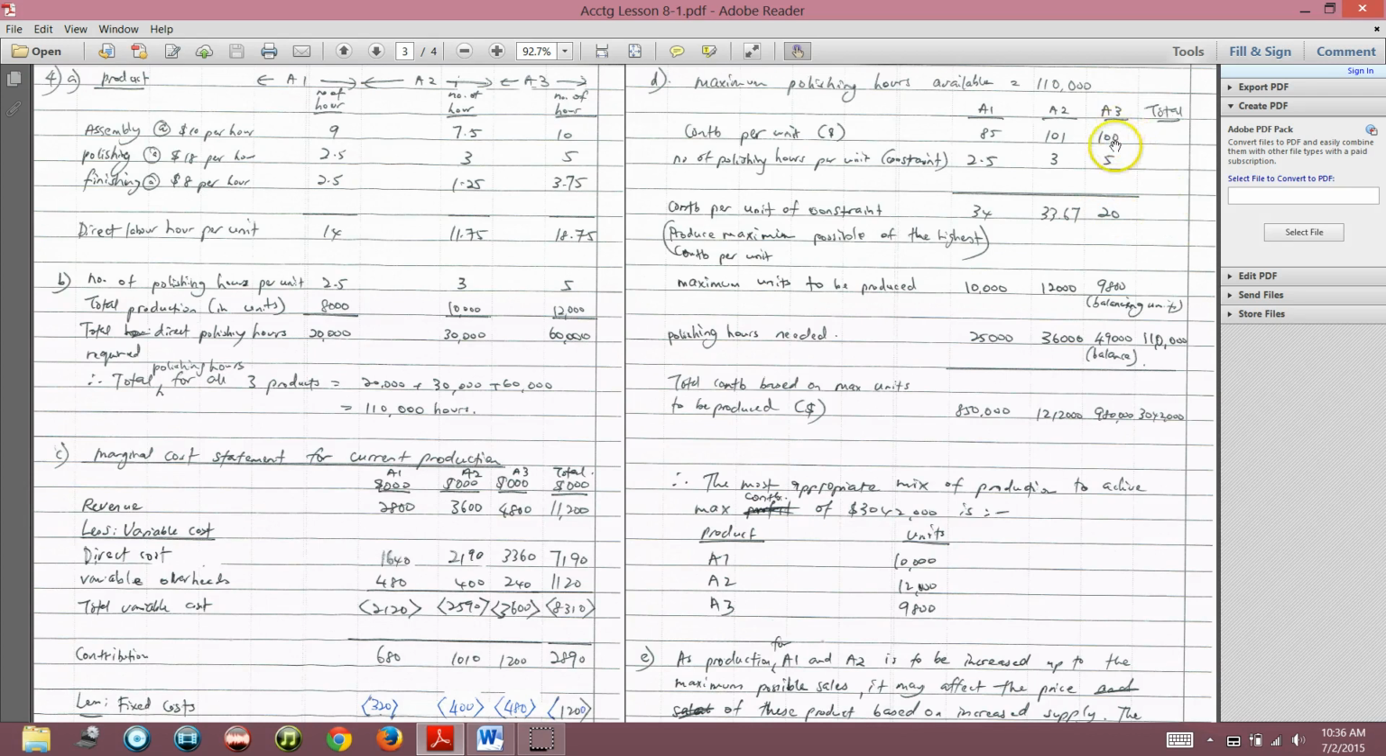So you see, even though A3 produced quite a good contribution, it uses a lot of our polishing hours. Polishing hours are a scarce resource, and we cannot get more. So we are going to make the best use of the available polishing hours. From what we calculated here, A1 produces the highest contribution per polishing hour used. That means we will produce the maximum possible A1, in order to best maximize the profit with this scarce resource, which is the polishing hour.